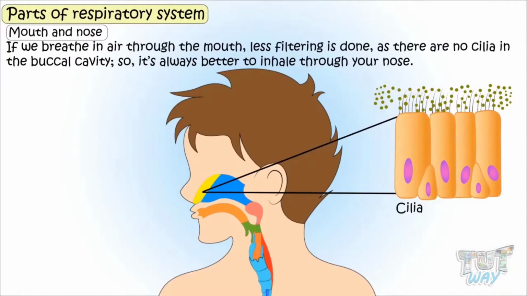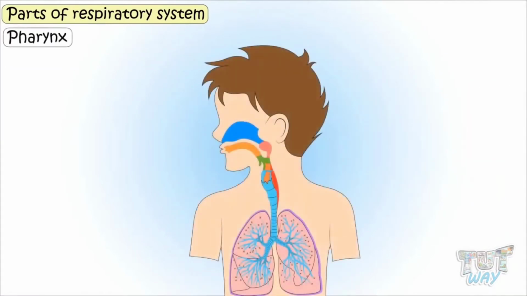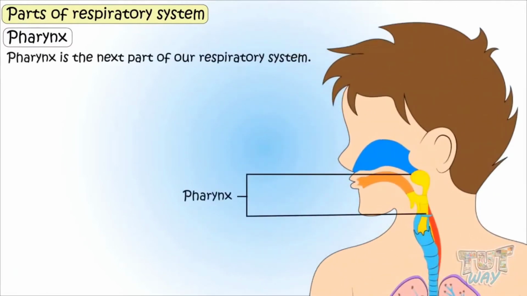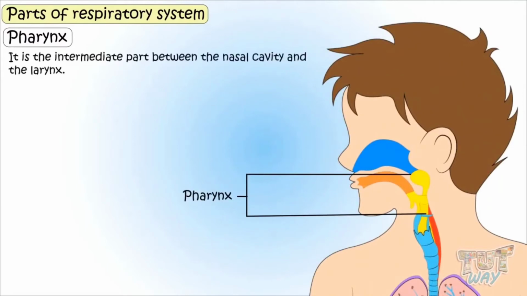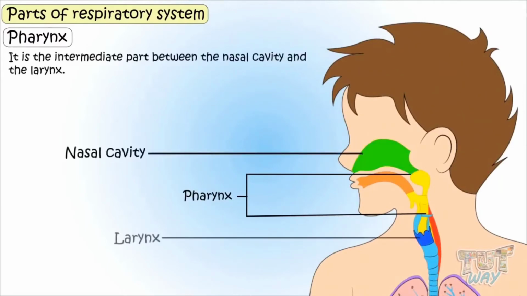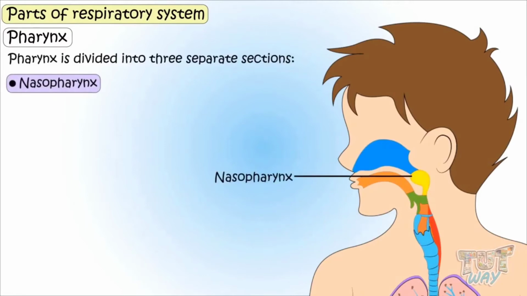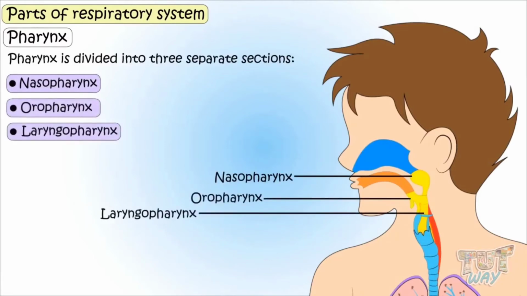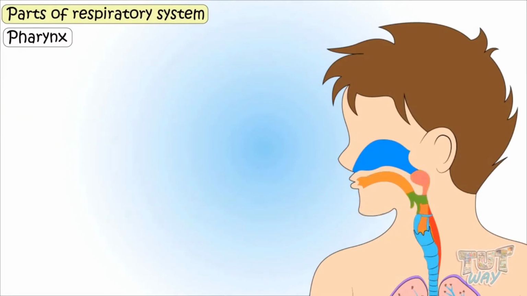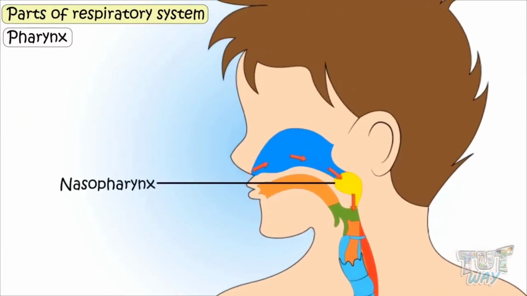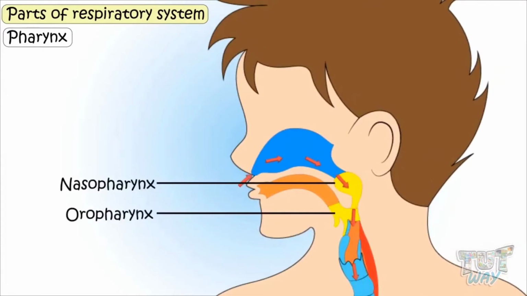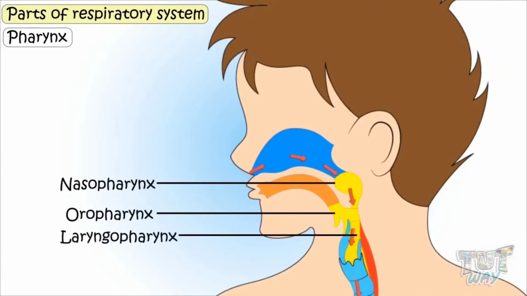The next organ of the respiratory system is the pharynx. The pharynx is the intermediate part between the nasal cavity and the larynx, and is divided into three separate sections: nasopharynx, oropharynx, and laryngopharynx.